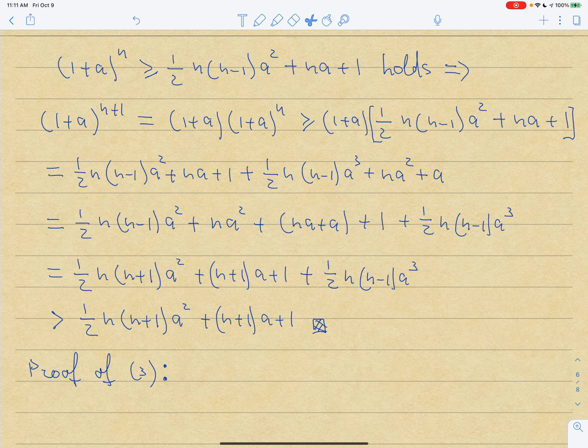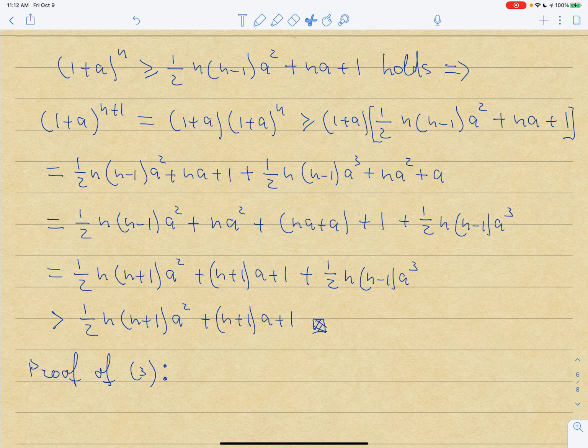So (1 plus a) to the n plus 1 is (1 plus a) to the n times another (1 plus a). Use the nth step and the fact that 1 plus a is positive to get this. Then expand, multiply out by 1 plus a, and then collect similar terms. So with a squared I have this and that. With a I have this and that. 1 is still 1, and then there is one extra piece, which is one half n times n minus 1 a cubed.